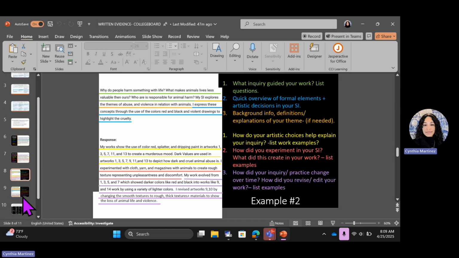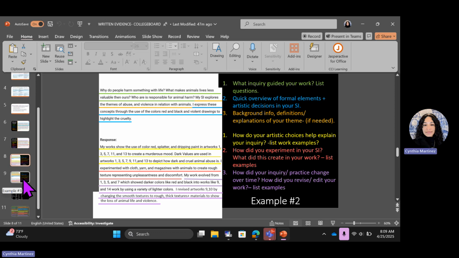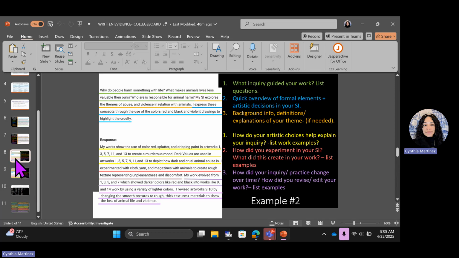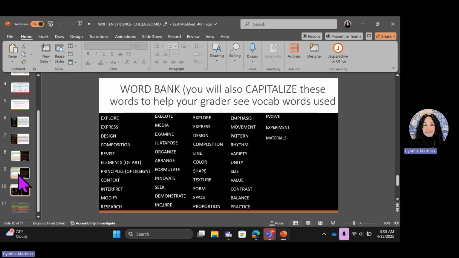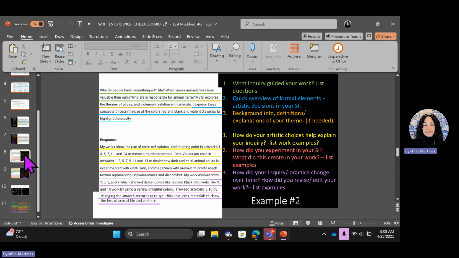You will see for slide 8 another example that has been color coded and underlined. Number 2 is taken from the College Board website, and the next example, number 3, has also been taken from there. Actually, this one has been taken from the College Board website. Example 2 has been taken from a portfolio from last year, and this student received a 4, so they did a pretty good job.